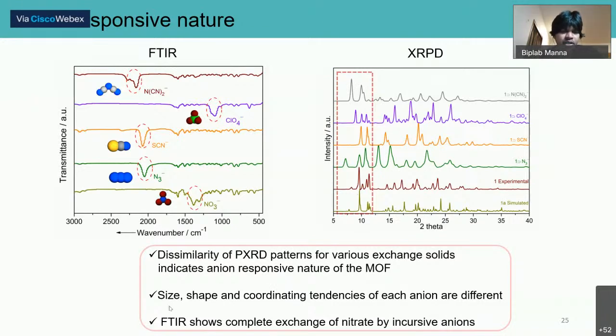So FTIR shows the complete exchange of the nitrate anion by the incoming anions, and the size, shape, and coordinating tendencies of each anion are different. The dissimilarity of the PXRD patterns for the various exchanged solids indicates the responsiveness of the framework.